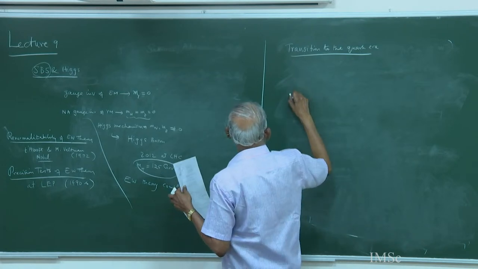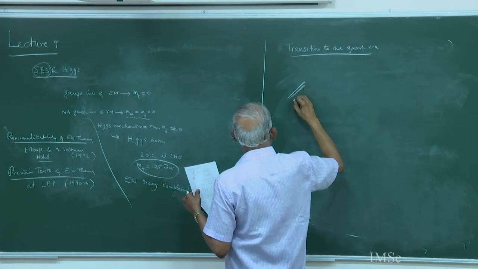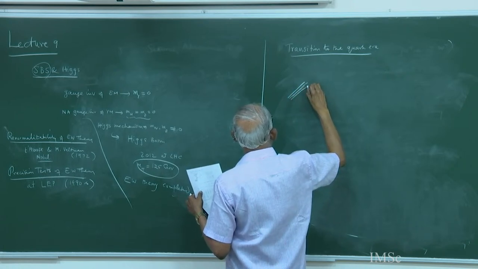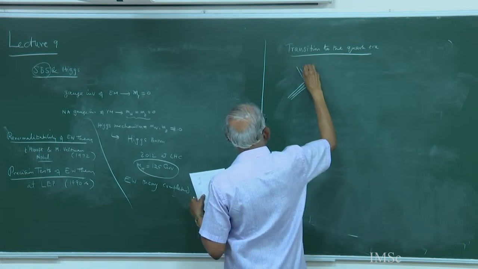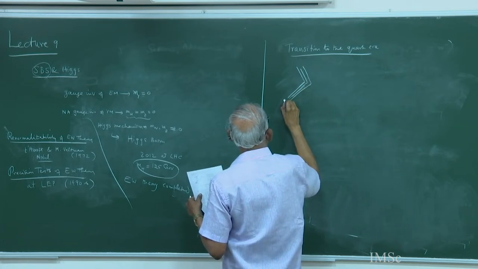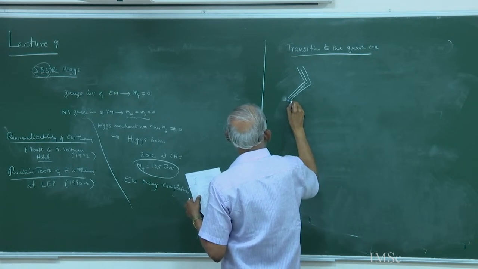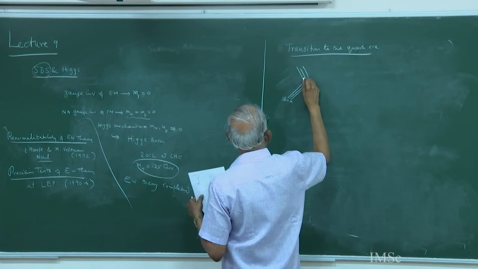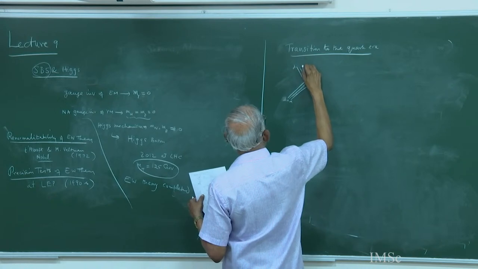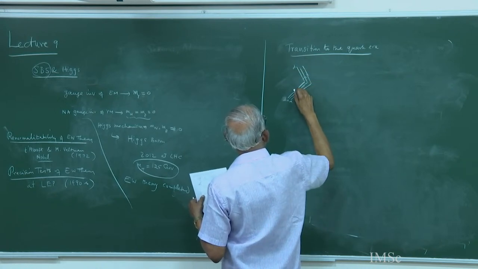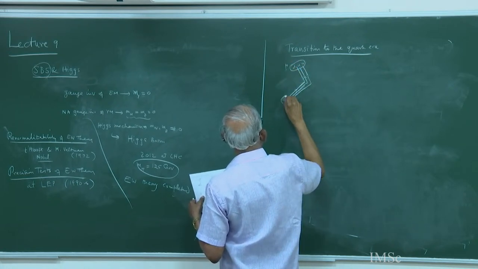So as we already know, neutron is made up of three quarks. Proton also is made up of three quarks. Let us call this D D U, or D U D, and here D, U, U. That is proton and that is neutron.